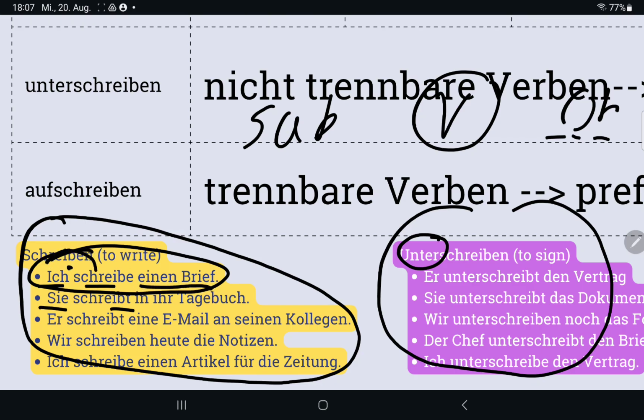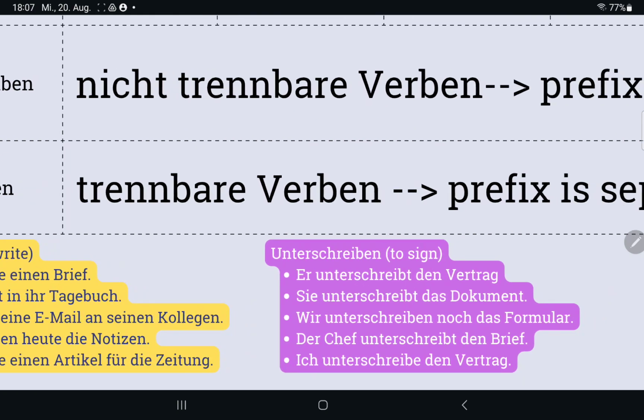That's all. Okay. If you want to convert this to a yes or no question, all you have to do is place the verb before and the subject after. So you will say: Unterschreibt er den Vertrag? That's all you have to do.